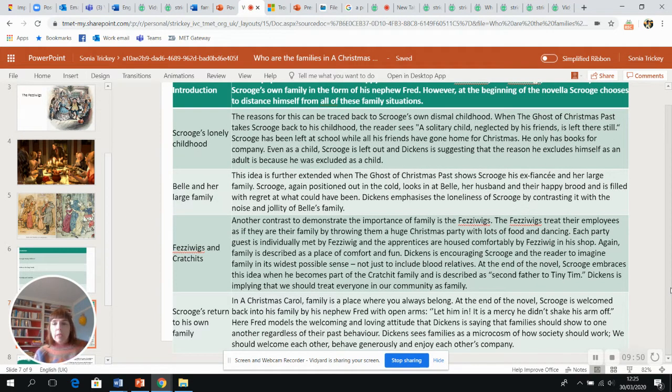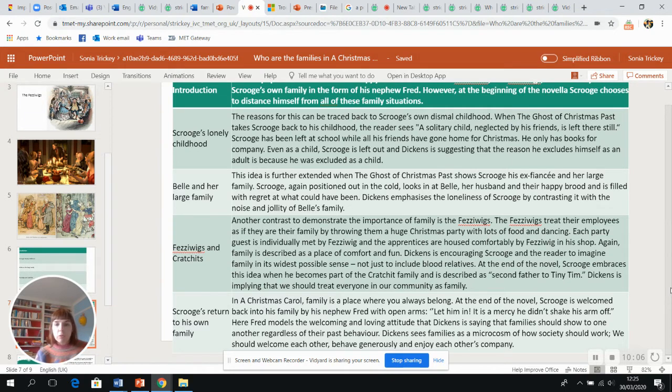So in A Christmas Carol, family is a place where you always belong. At the end of the novel, Scrooge is welcomed back into his family by his nephew Fred with open arms. "Let him in. It's a mercy he didn't shake his arm off." So I put another quote in there.